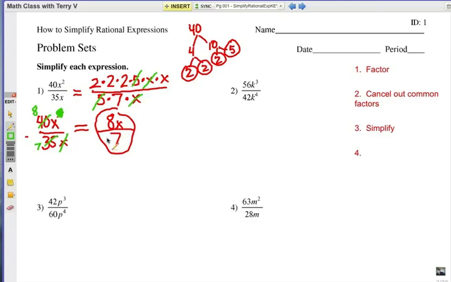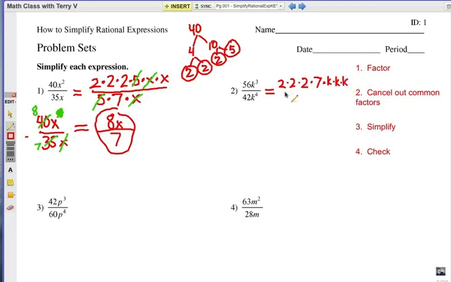Let's look at number 2. 56k to the third over 42k to the fourth. Alright, let's go ahead and factor this out, step 1. And when I do a factor tree or I figure out the prime factorization in my head, I know that 56 is 8 times 7. So 2 times 2 times 2 times 7. And k to the third is 3 k's multiplied together.